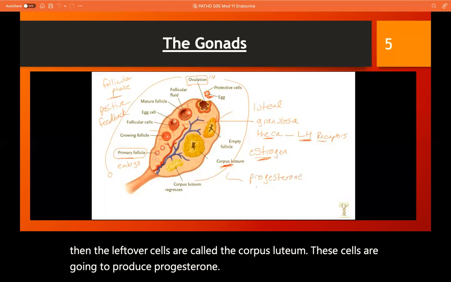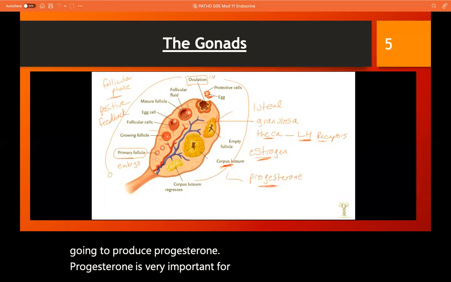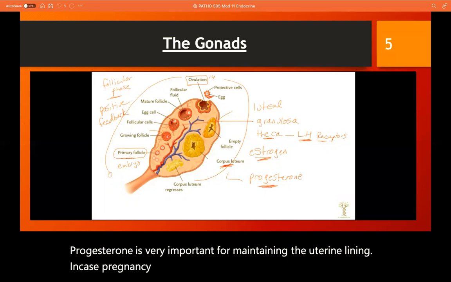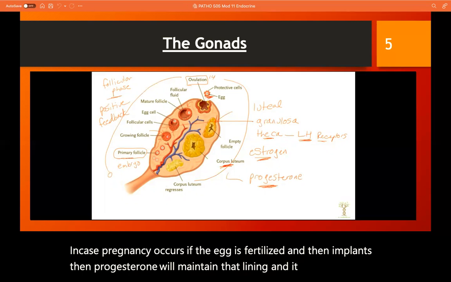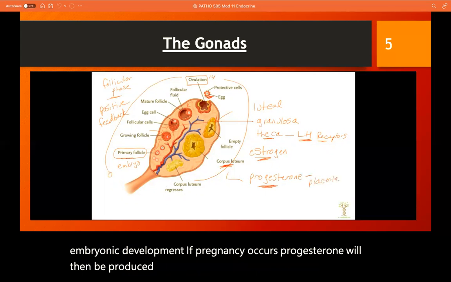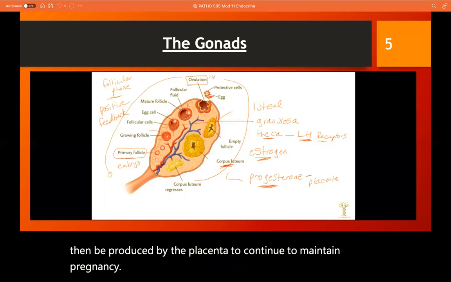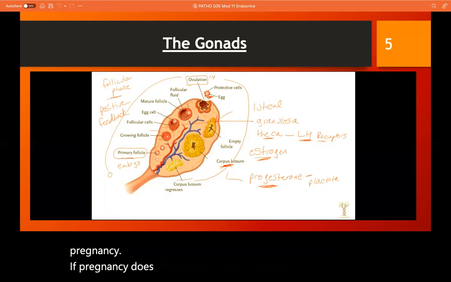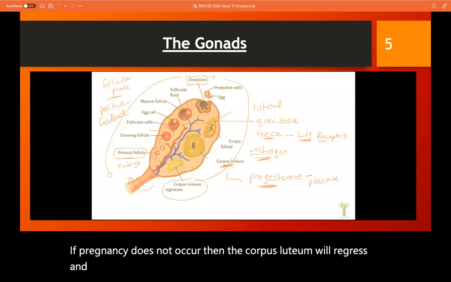Progesterone is very important for maintaining the uterine lining in case pregnancy occurs. If the egg is fertilized and then implants, then progesterone will maintain that lining and it will support embryonic development. If pregnancy occurs, progesterone will then be produced by the placenta to continue to maintain pregnancy. If pregnancy does not occur, then the corpus luteum will regress and the cycle will repeat.